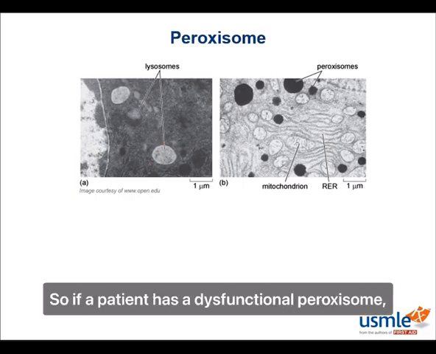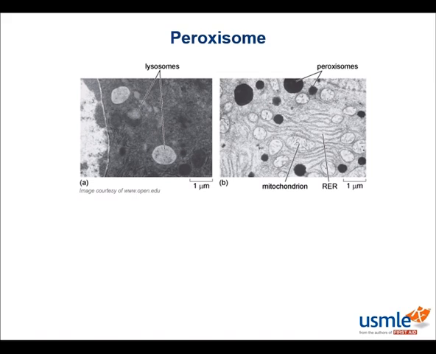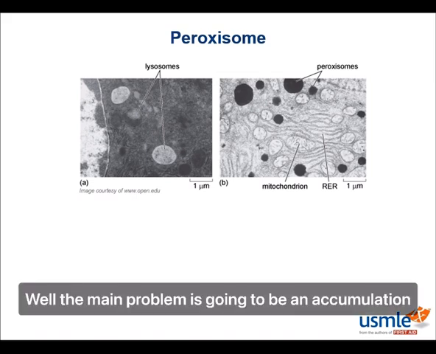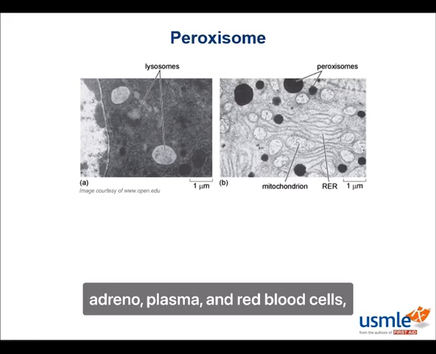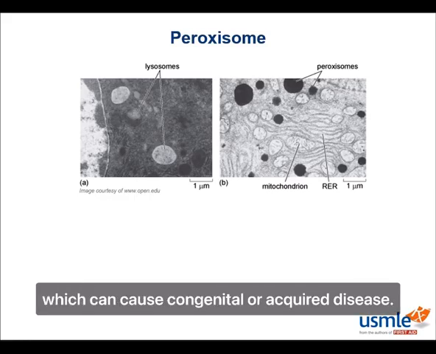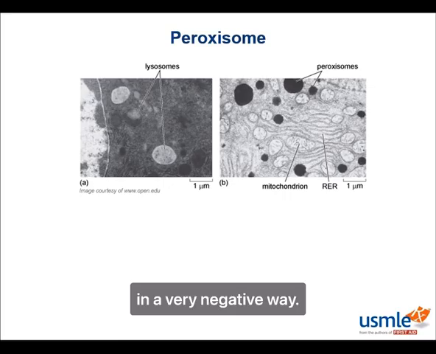So if a patient has a dysfunctional peroxisome, what do you think would happen? Well, the main problem is going to be an accumulation of very long-chain fatty acids in the brain, adrenal, plasma, and red blood cells, which can cause congenital or acquired disease. This can affect your central nervous system in a very negative way.